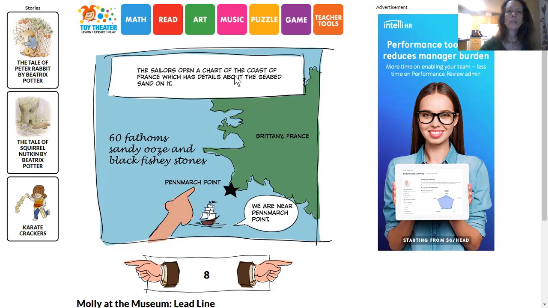The sailors open a chart of the coast of France, which has details about the seabed sand on it. 60 fathoms, sandy ooze, and black fishy stones. What do you see right here? Some cursive writing. There we go. It's a tie-in. It's all a tie-in. And then this is a map of Brittany, France, and Penmarch Point in France. And this must be where the ship is in our story today. We are near Penmarch Point. Okay.